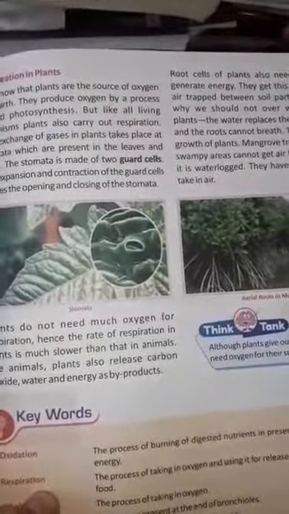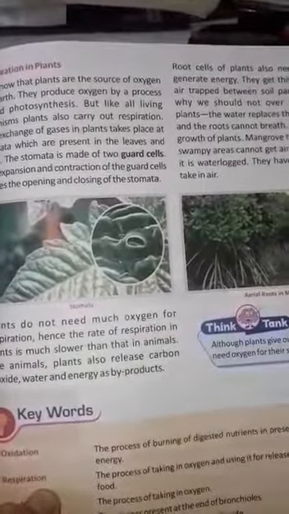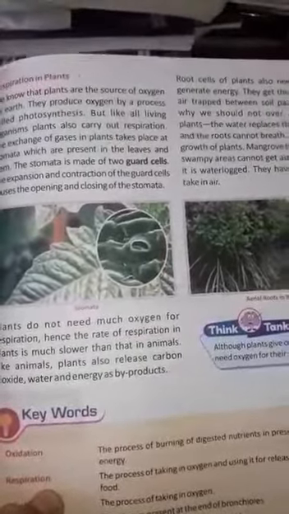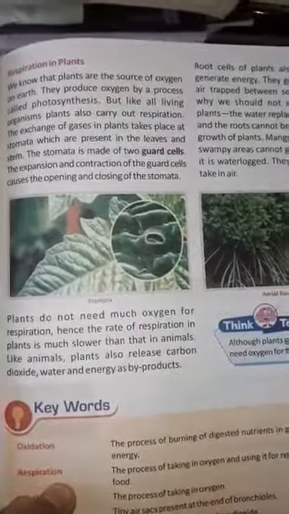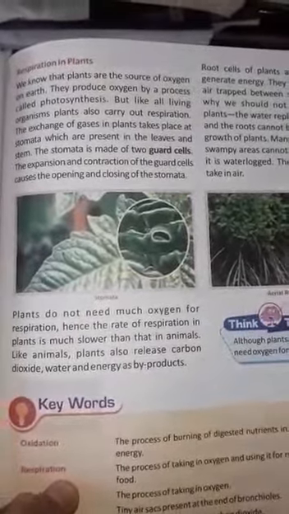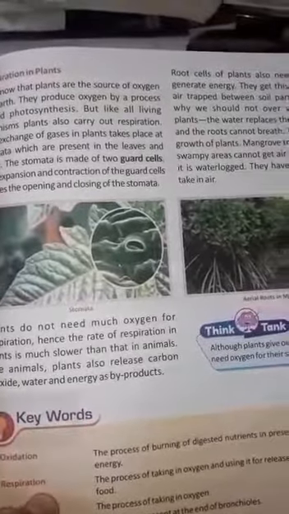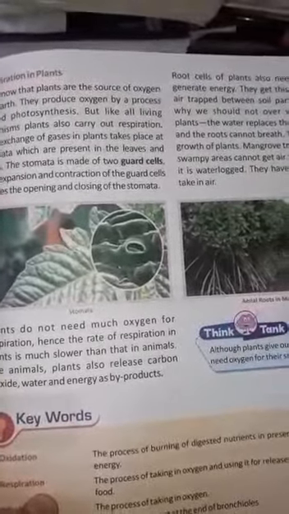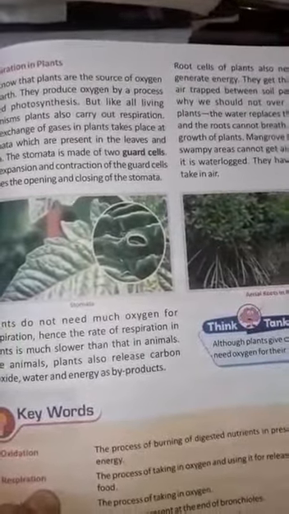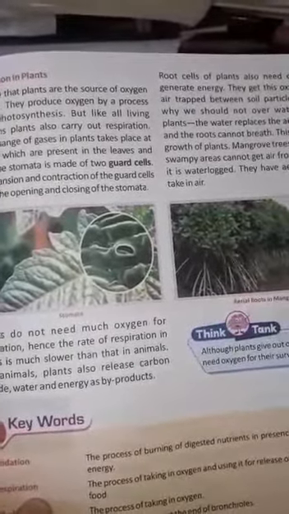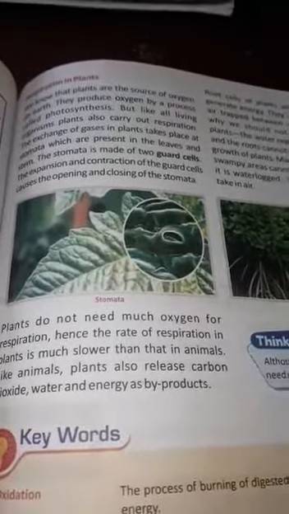stomata, which are present in the leaves and stem. In the leaves, mostly on the lower surface, there are tiny pores that are open during the daytime, and plants capture carbon dioxide through them and release oxygen. The stomata are made up of two kidney-shaped cells known as guard cells, whose opening and closing depend upon sunlight. So plants do not need too much oxygen for their respiration.